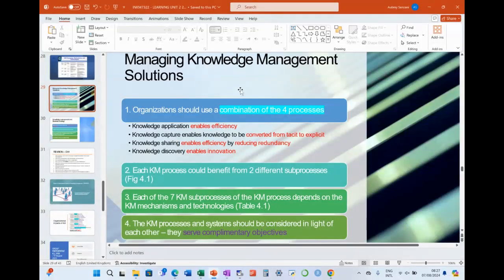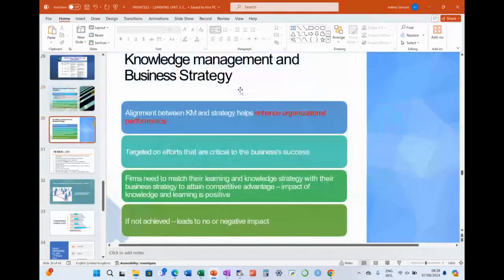Then when it comes to knowledge discovery, remember we said that when we say knowledge discovery, we now have new knowledge as a result thereof. So that obviously is going to enable innovation. And the last important thing on this particular slide is that knowledge management processes and systems should be considered in light of each other. They serve complementary objectives. That much I think we are very much aware of from what we did yesterday.